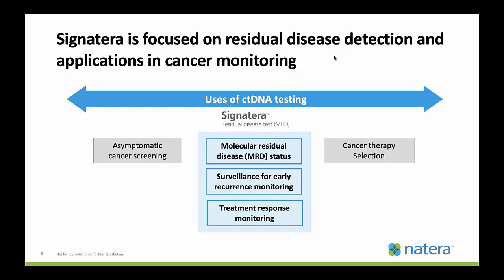Presence of MRD by Signatera after best standard of care curative intent treatment can identify a population of patients that are destined to relapse. You can think of it as a way to monitor our patients with solid tumors, the way that we have been monitoring our patients with leukemias for decades. Signatera can also be used as a surveillance tool for early molecular recurrence monitoring longitudinally. Serial testing can identify recurrences much earlier than our current standard of care surveillance tools such as CT scans, biochemical tumor markers, and of course, clinical symptoms.